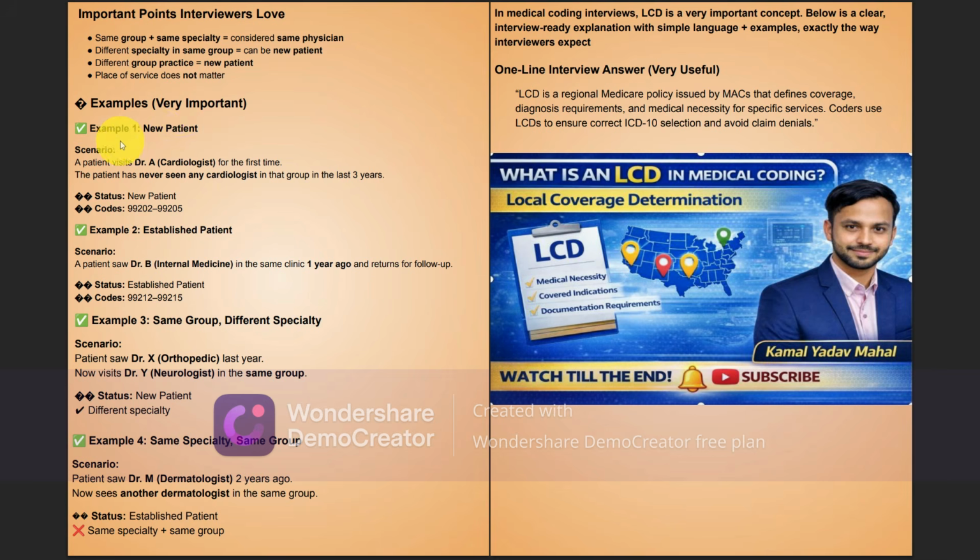Example, very important. Example 1, new patient scenario. A patient visits Dr. A, a cardiologist, for the first time. The patient has never seen any cardiologist in that group in the last 3 years. Status: new patient. Code range we can take from 99202 to 99205.